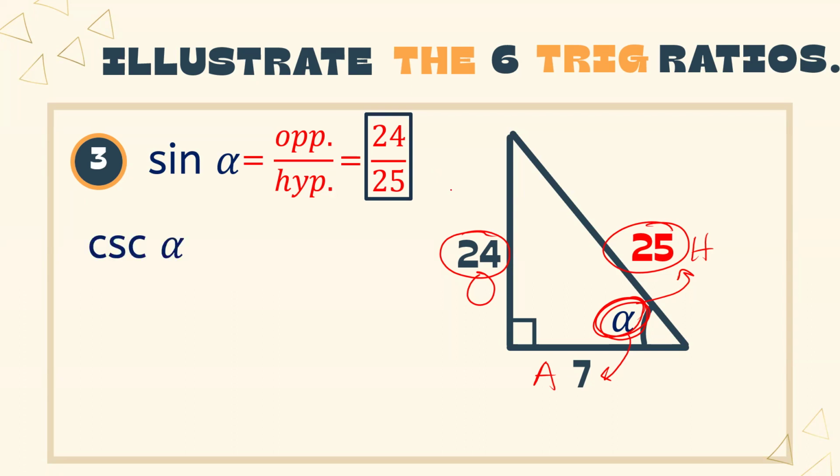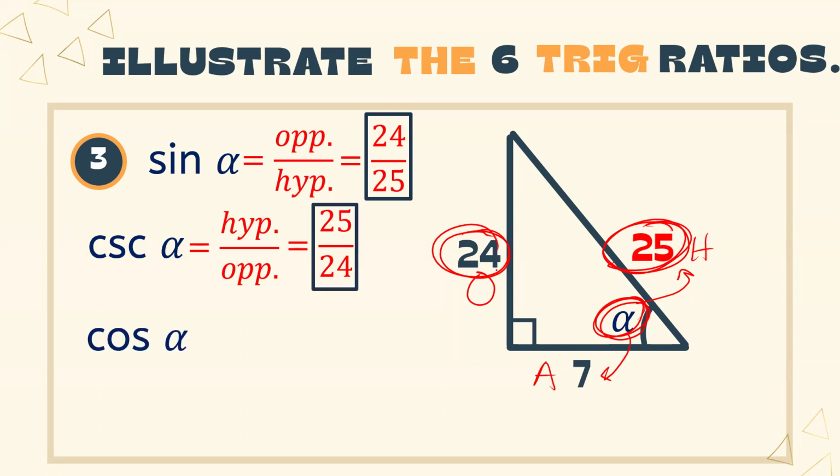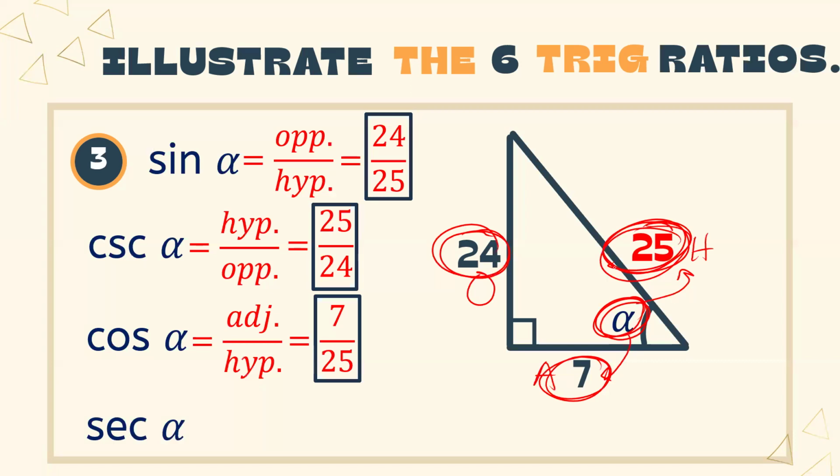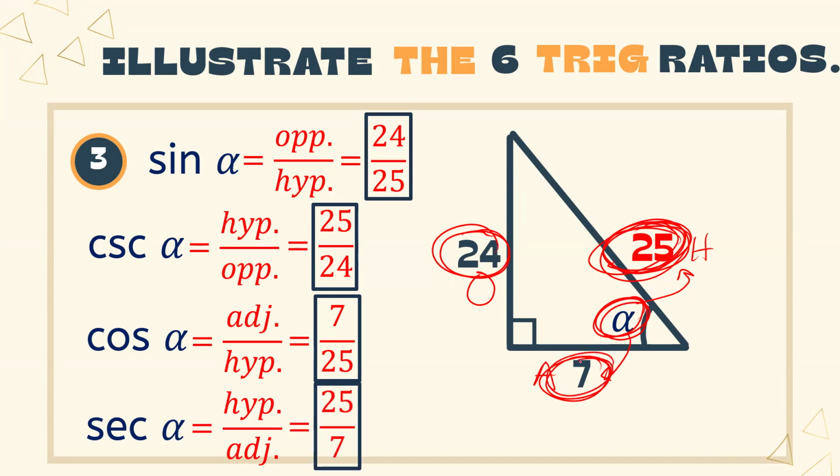Okay? Cosecant alpha is hypotenuse 25 over the opposite side 24. That's 25 over 24. Okay? Next, cosine alpha. Cosine alpha is adjacent 7 over hypotenuse 25. So that's 7 over 25. That's already simplified. Secant alpha is hypotenuse 25 over adjacent. That's 7. So that's 25 over 7.